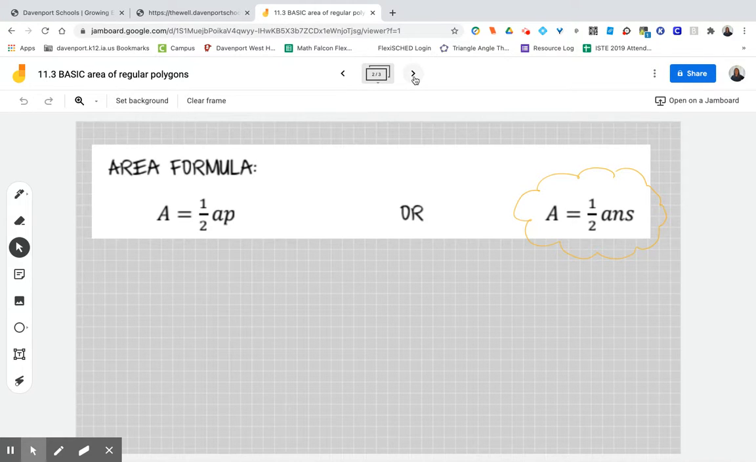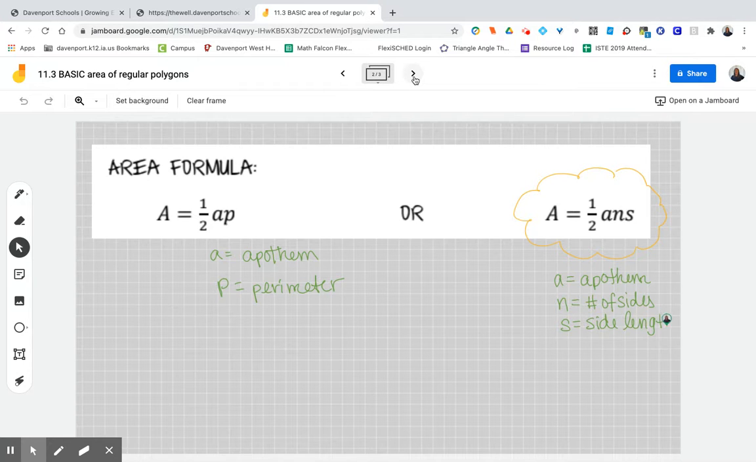So you can take 1/2 the A times P, where P stands for perimeter and A stands for apothem. For this one, A is the length of your apothem, P is your perimeter, and A is your area. The other formula, which we will use most of the time, is A equals 1/2 A times N times S. N stands for the number of sides, and S stands for the side length.